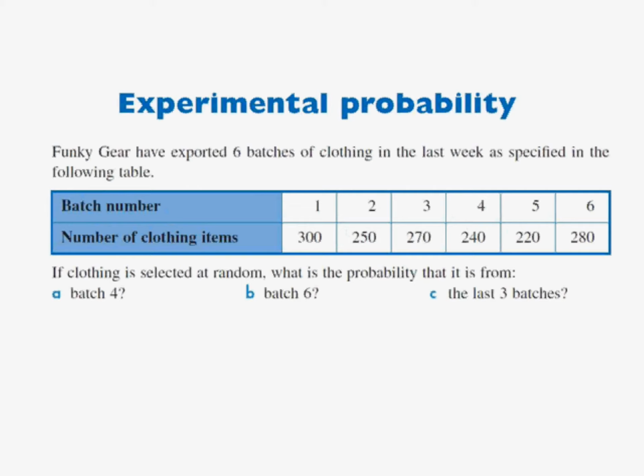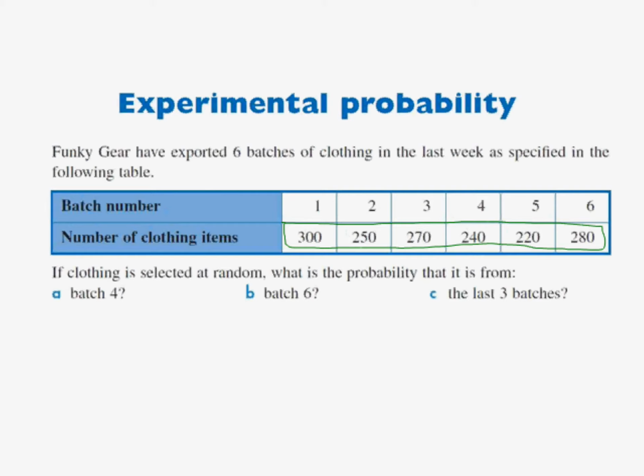So before we even start any of this, what we need to do is work out what our total number of pieces of clothing are. Because remember, we're after the total amount. So we need to add all those up. So what I want you to do in your calculator now is to add 300, 250, 270, 240, 220 and 280.